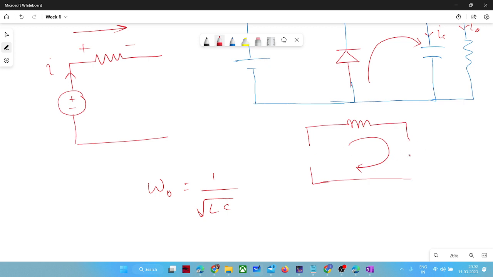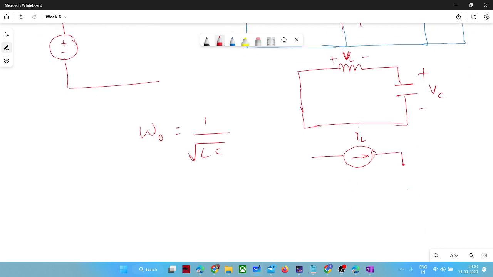When this capacitor is charged, in this case it's also fully charged, and your inductor is also fully charged. Okay, so now if it is fully charged, then what happens? Your inductor becomes a current source, and the capacitor becomes an open circuit with voltage VC.